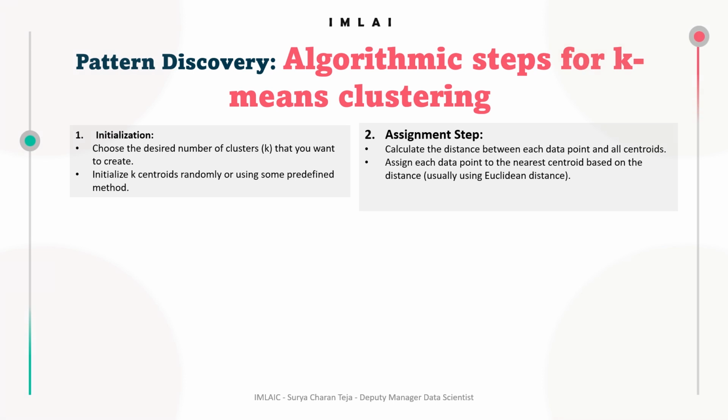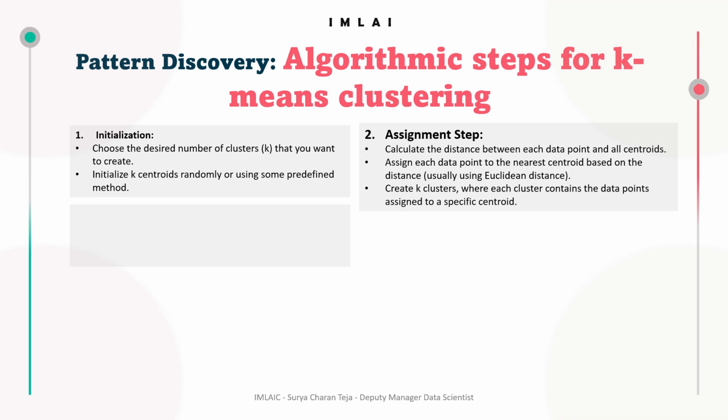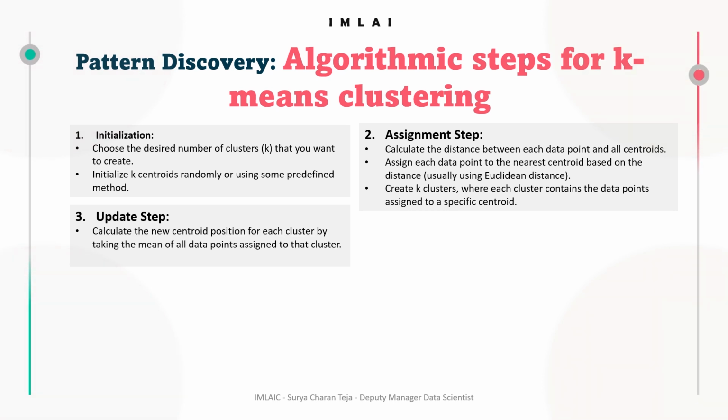Usually we use Euclidean distance. Then it's time to create k clusters, where each cluster contains the data points assigned to a specific centroid. The third step is the update step. Calculate the new centroid position for each cluster by taking the mean of all data points assigned to the cluster, then update the centroid positions.